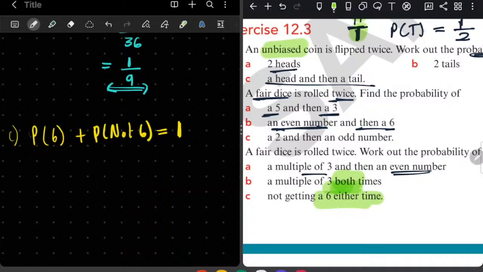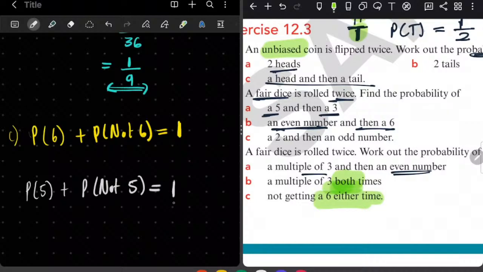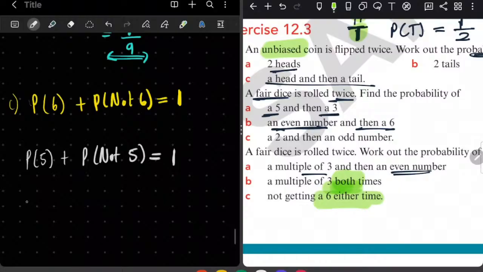It's by knowing that they add up to give you 1 with something. How do you find probability of not 5? Probability of 5 plus probability of not 5 should give you 1. How do you find probability that it's not a dog? Probability of dog plus probability of not dog should give you what?